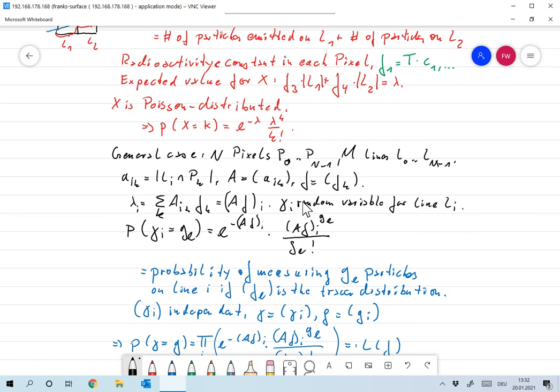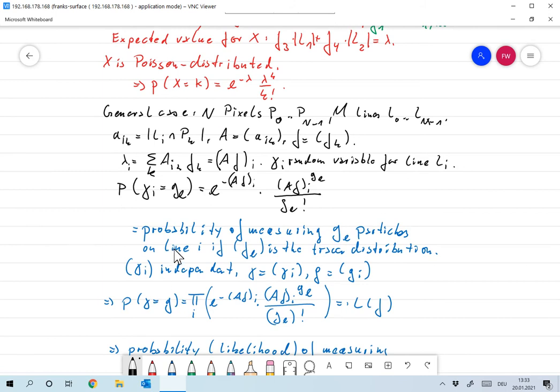Okay, now, as above, assume that gamma_i is the random variable for line li, the random variable that gives us the probability of measuring exactly g_i decays on a line. We have that P of gamma_i equals g_i is given by e to the minus lambda_i times lambda_i to the g_i over g_i factorial. And as we saw, lambda_i is Af in the ith position, so this one over here holds.